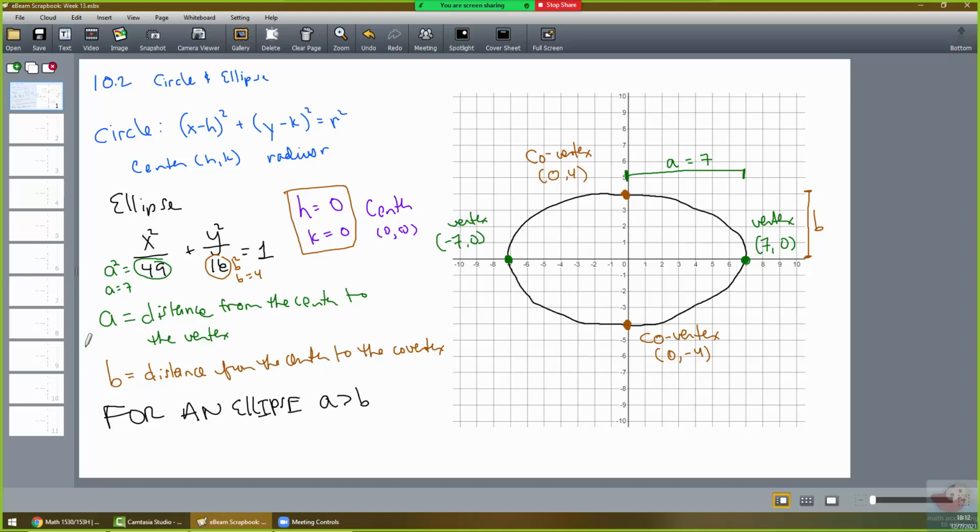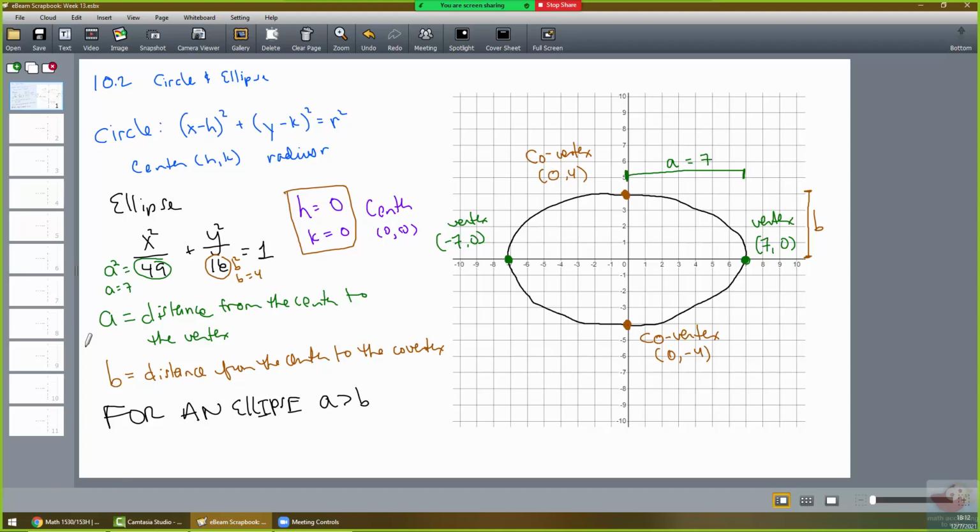That is only true for an ellipse. The reason I'm saying that with highlight is because we're going to have the same definition of A and B in the next section, but there is no relationship between A and B in the next section. This relationship is only true in this section.